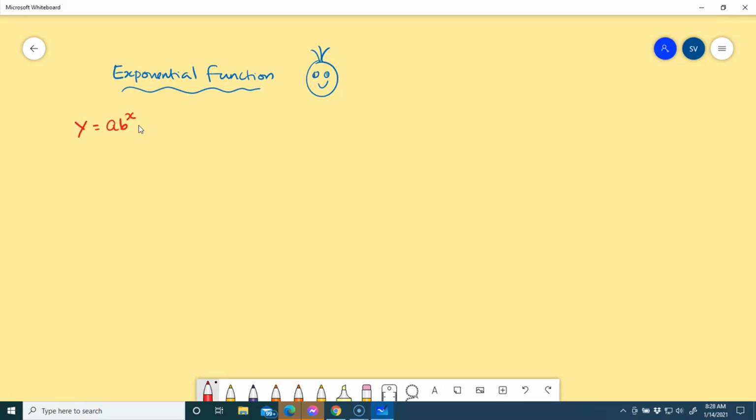Before we go into the very deep side of this exponential function, let me explain in advance what this a is. A represents the initial value. While I'm explaining the examples, you will get an idea what this initial value is. And b represents the growth or decay rate. So this is very important. You should have this very basic idea when you are approaching this.